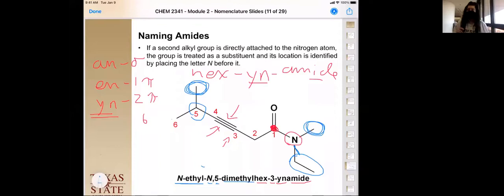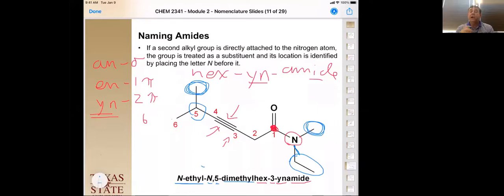Sorry, so when naming it, does the N come before the number? Like for the dimethyl, what if we switch it? Would that be wrong? It's more appropriate to put the N first. But if you swapped them, I would probably understand what you meant. Okay, thank you. But by IUPAC rules, the N comes first.